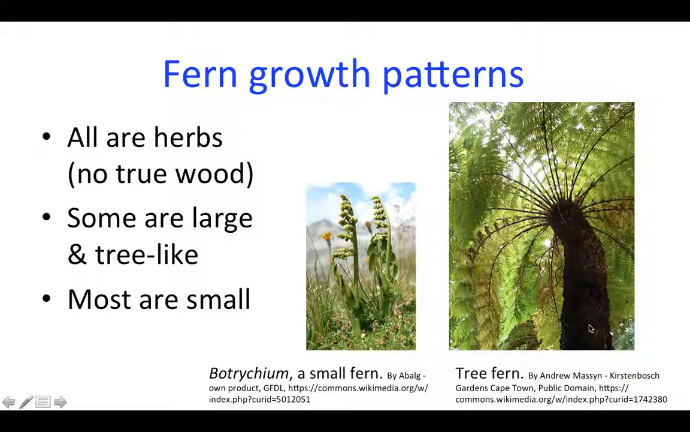When we say that there's no true wood, what we mean is that the xylem is not expanding outward by a vascular cambium, so the center of this is not many different rings of xylem, as it would be in true wood, like we've talked about before. So tree ferns do exist, but most fern species are small and more like the Botrychium than like the tree fern here. Most are near the ground or maybe up to a meter or so tall.